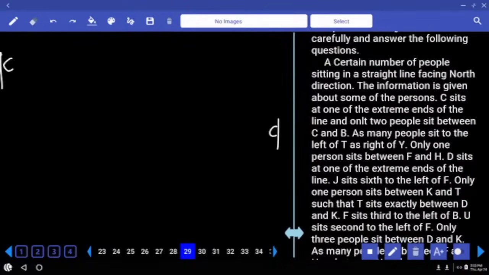Then next one. C sits at one of the extremes and there are only 2 people between C and B: 1, 2, then B. Here again, 2 people between C and B: 1, 2, then B. And as many people sit to the left of T as to the right of Y.